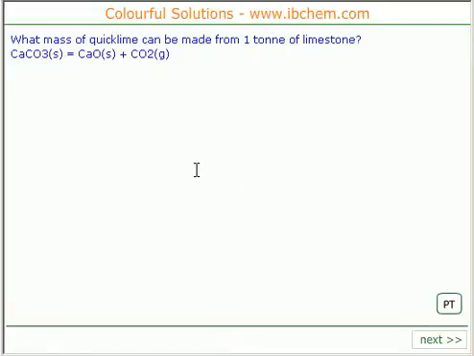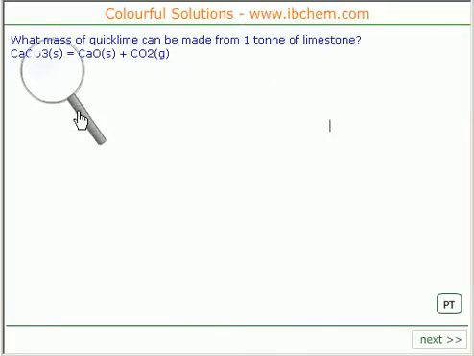Okay, here we have a question, how to work out the mass of a product from a reaction. We want to know what mass of quicklime, which is calcium oxide, can be made from 1 ton of limestone. Right, so the first thing to do, which is the same as we always do for all of these questions, is we take the initial information, which is 1 ton of limestone.